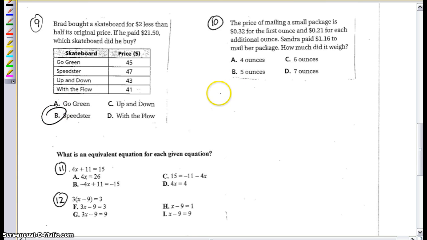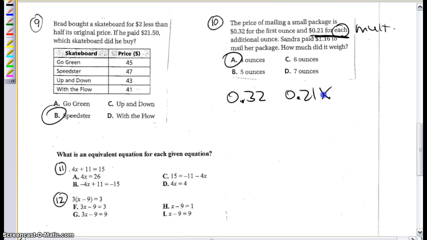Number 10, I'm going to do that one. The answer is A. Now, how did I do that? Well, the package is 32 cents for the first ounce, and an additional 21 cents each. So I'm going to do some multiplying. I'm going to multiply 0.21 times x amount of packages. If I add those two together, that's how much she's going to be paying. So she pays exactly $1.16. So I make it equal to 1.16. Then I'm going to solve from there.